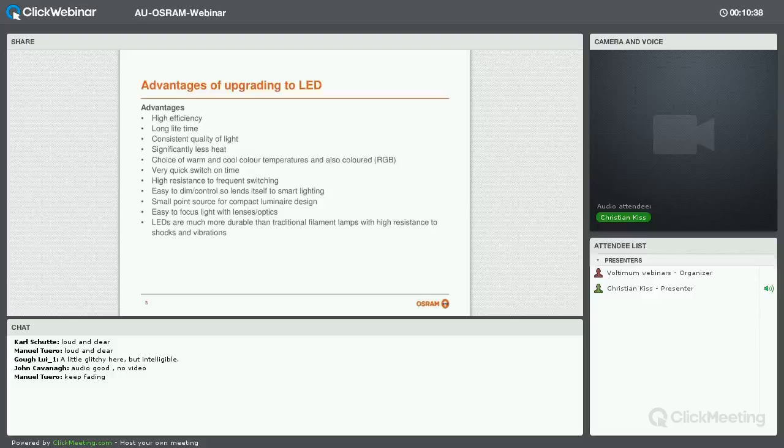LEDs have a very quick switch-on time, so basically as soon as you switch, the LED will come on, and there's no warm-up time like fluorescent or compact fluorescent lamps, metal HID, metal halides, and so on. So they're very much ideal for sensor-type scenarios. And they've also got a high resistance to frequency switching, which again lends itself to sensors and motion areas where there's high motion happening.